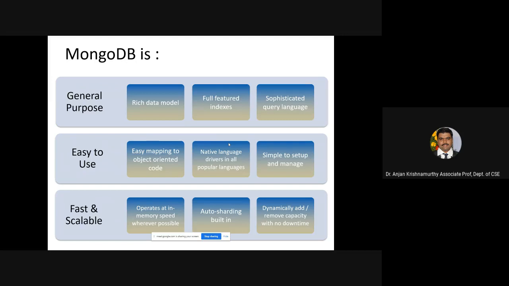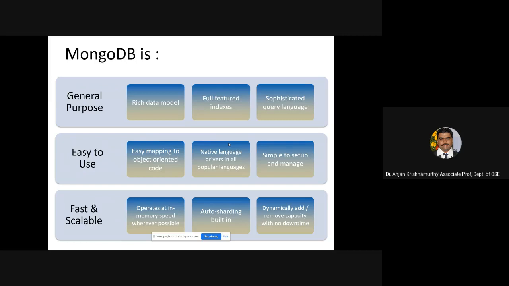Right? Then you have ease of use. You have easy mapping to object-oriented code, native language drivers in popular languages, and it is simple to set up and manage, right? The last important feature is that it is fast and scalable, operating at in-memory speed wherever possible. Auto-sharding is built in. That is, for any number of client nodes, it automatically does sharding, right? You know, sharding is nothing but different pieces of information being stored in different locations. Replication is the same piece of information being stored in different servers, right?